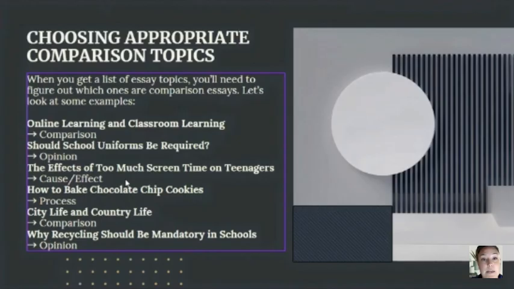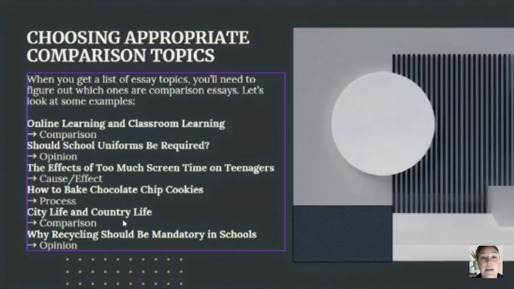Next, we have the effects of too much screen time on teenagers. Any topic that mentions effects or causes, or synonyms to help you identify an effects-focused essay, for example consequences, outcomes, results, would be an effects-focused type of essay. Then we have how to bake chocolate chip cookies. That's a process. It's identifying the way in which to do the process. So that would not be a comparison essay type.